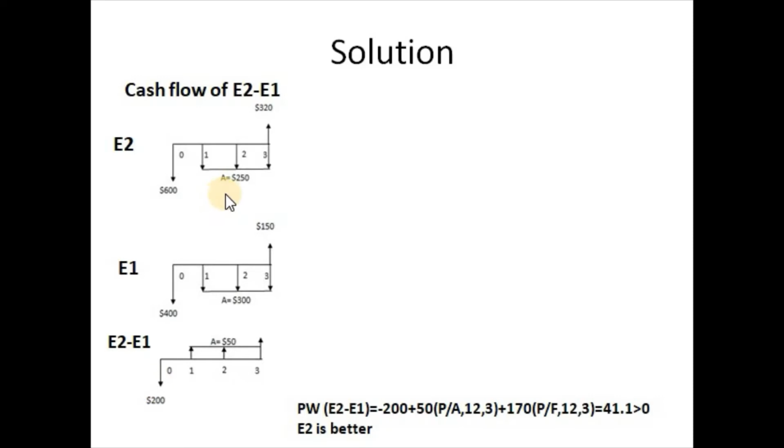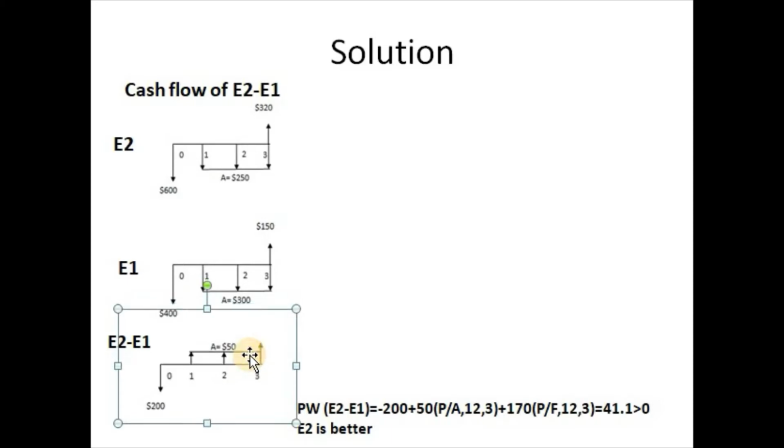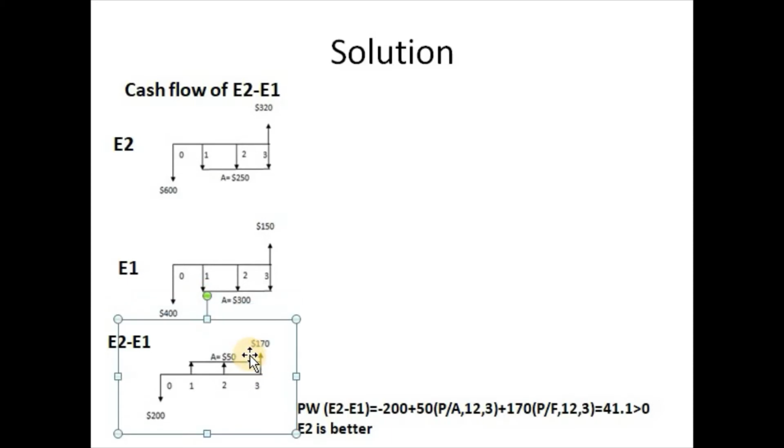Now what do we have? We have an annuity of $250, ranging from year 1, 2, 3, and here the same annuity ranging from year 1 till 3, but the value of it is 300. If I subtract E2 minus E1, 250 minus 300, the value will be plus 50. It's all right. So this is the plus 50. Now here I have the salvage value, which is $320 minus $150. It is the value here, which is $170. So this is the salvage value.